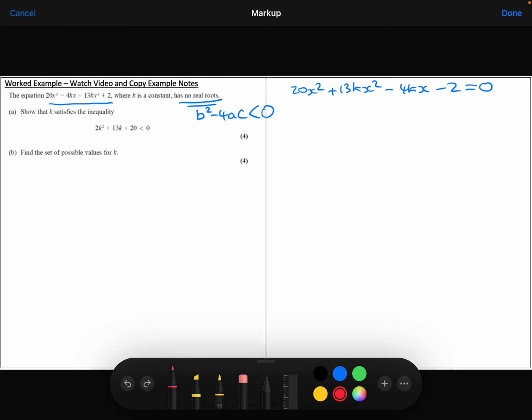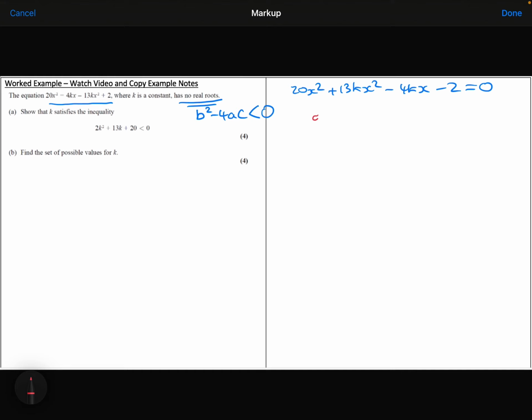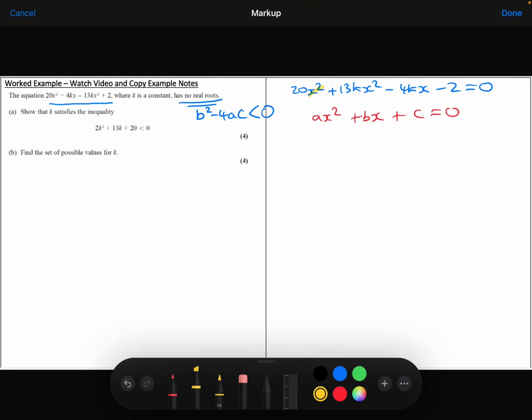Remember that a is the number that's in front of the x squared, b is the number that's in front of the x, c is the number that's by itself. Now, the way this is written at the moment, it's quite difficult for me to see because I've got an x squared here and I've got an x squared here. So what I want to do is to factorise that x squared outside.